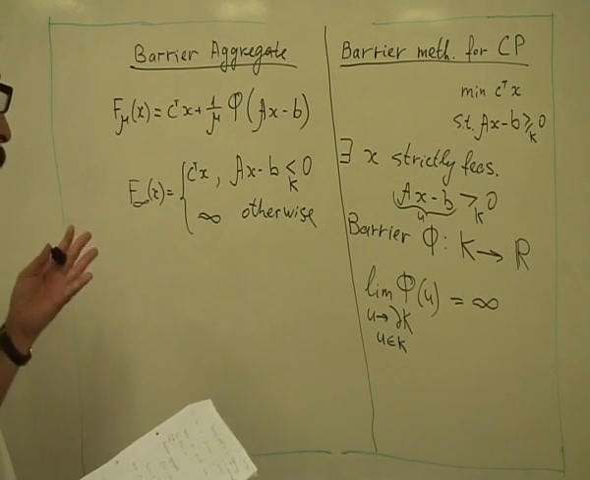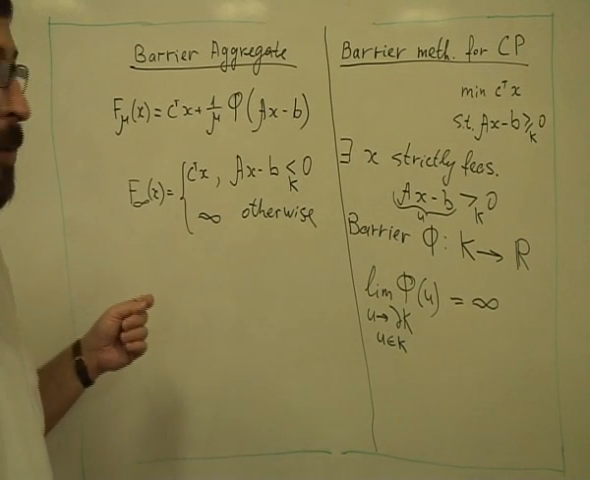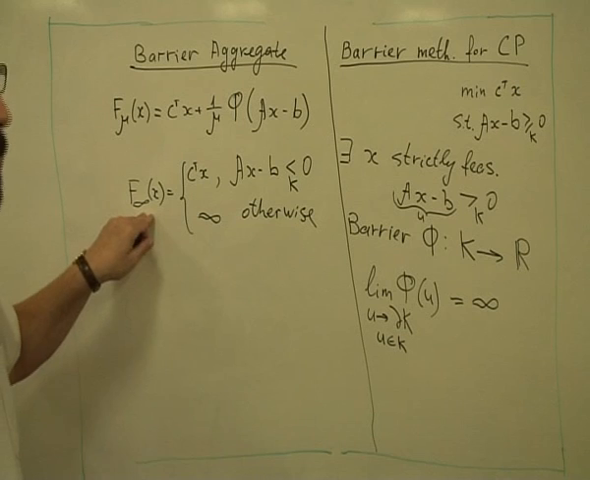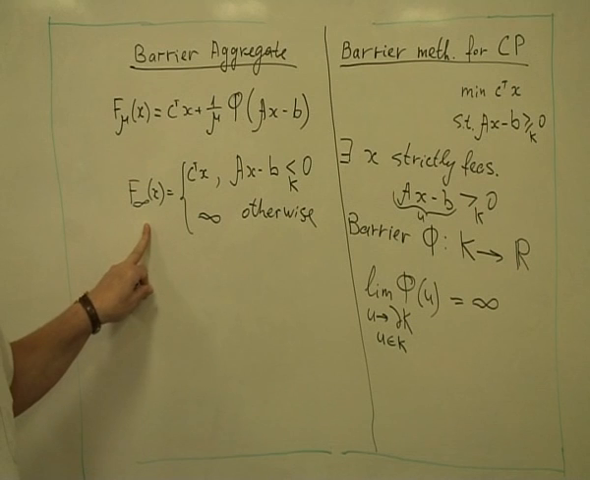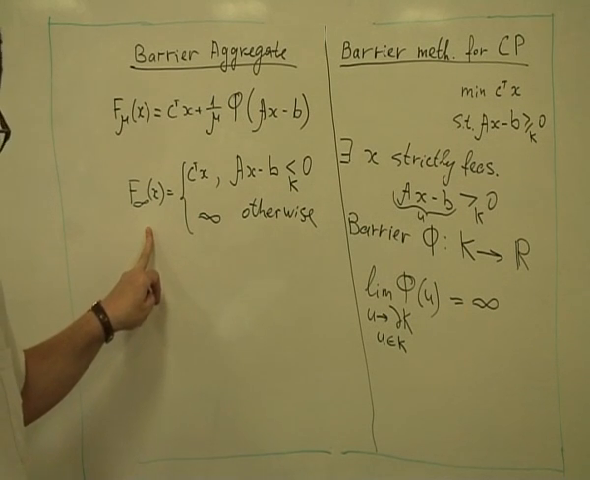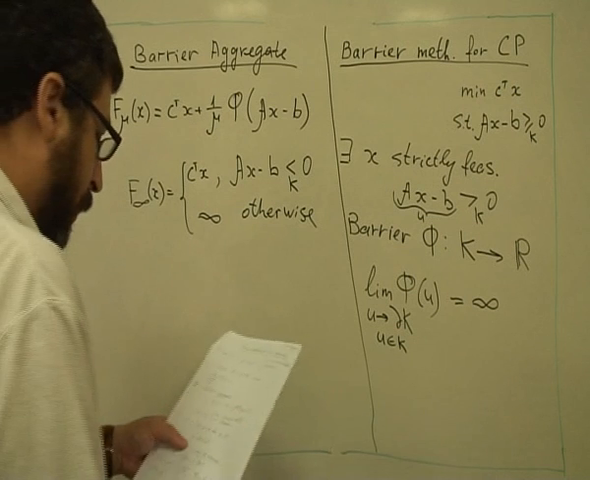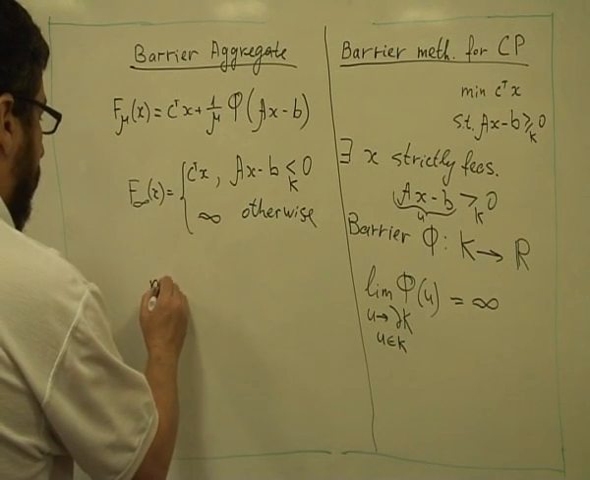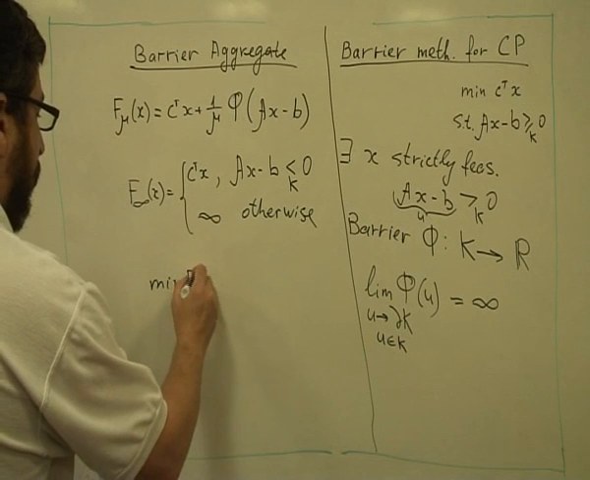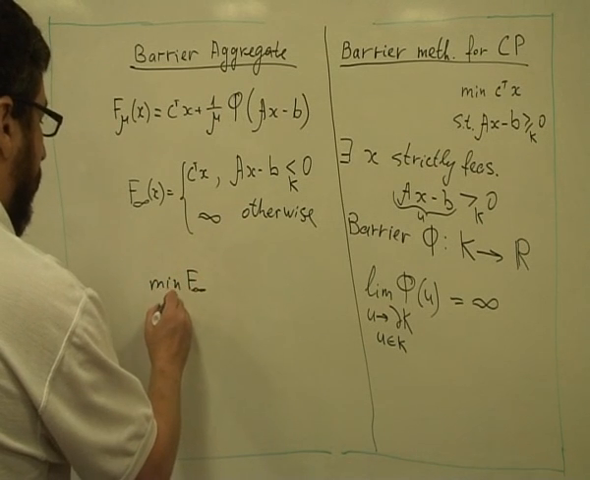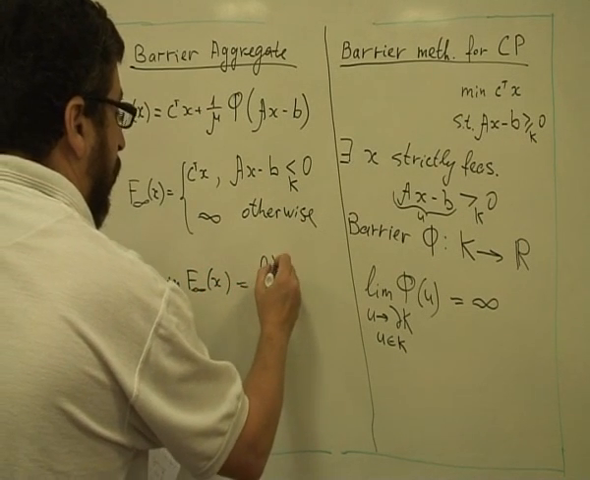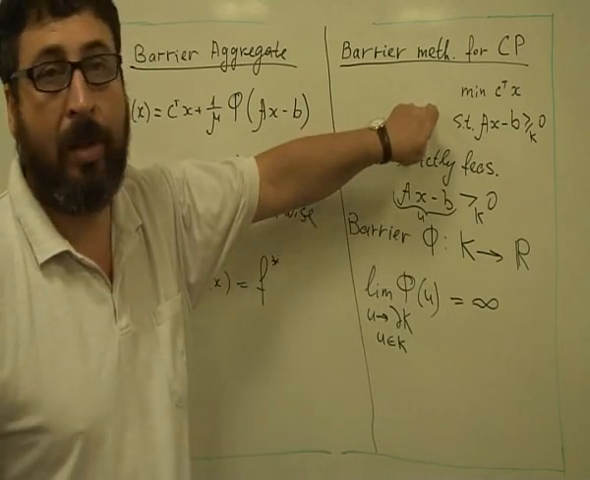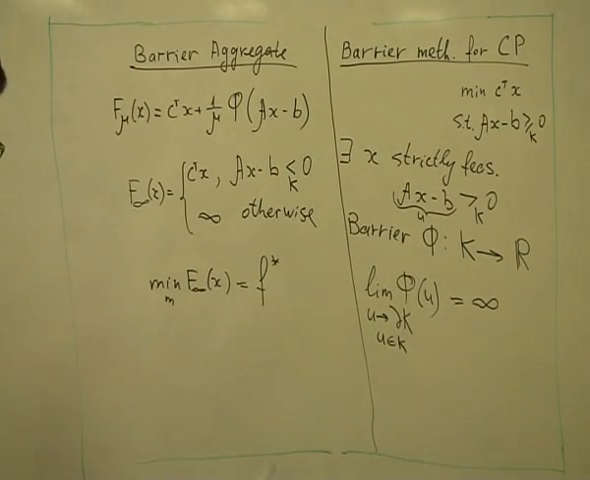So it's quite understandable that if one would find the minimum of this ideal aggregate, then it will be the solution of the problem. So the minimum in x of f infinity of x is just the optimal value for the original problem, which we denote as f star.